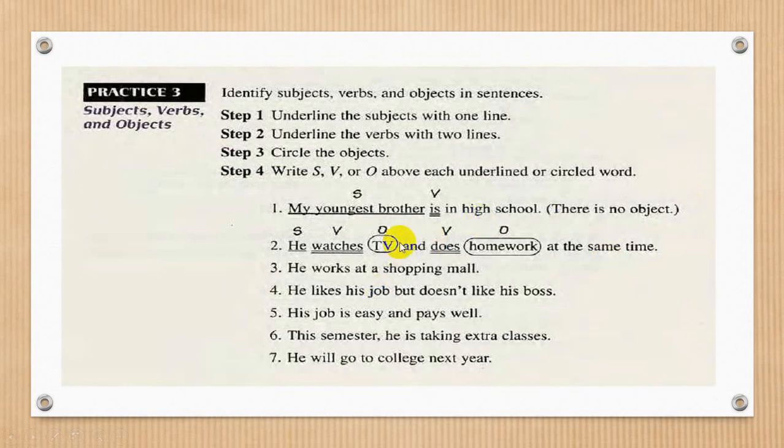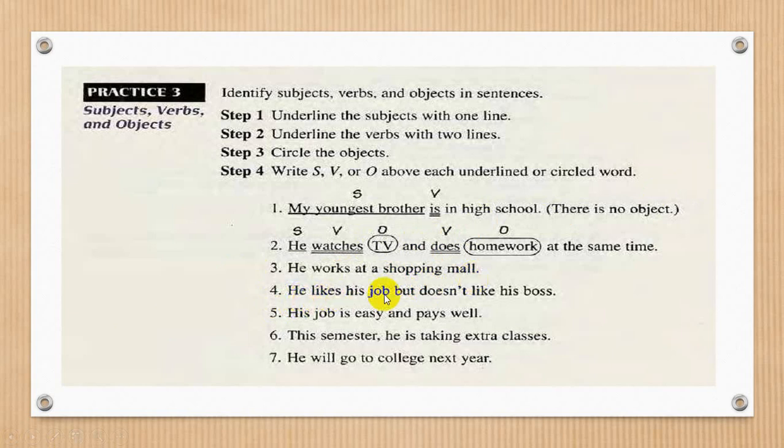He works at shopping mall. He فاعل, works اللي هو الفعل يعمل, at a shopping mall. أكو مفعول به هنا؟ أكو اسم؟ ماكو اسم. هذه جار ومجرور اللي هو at حرف الجر وshopping mall اللي تابع لها.